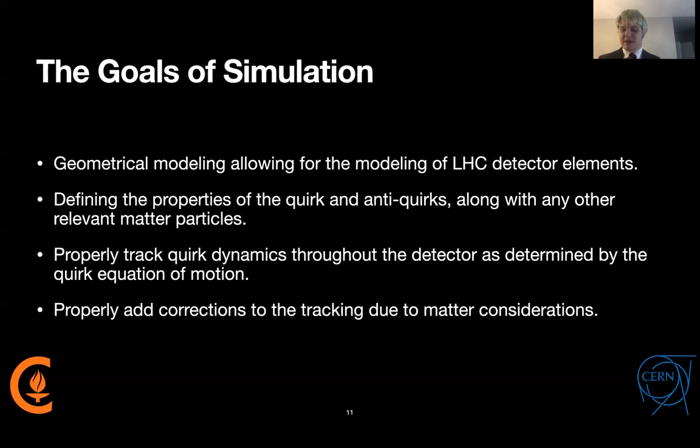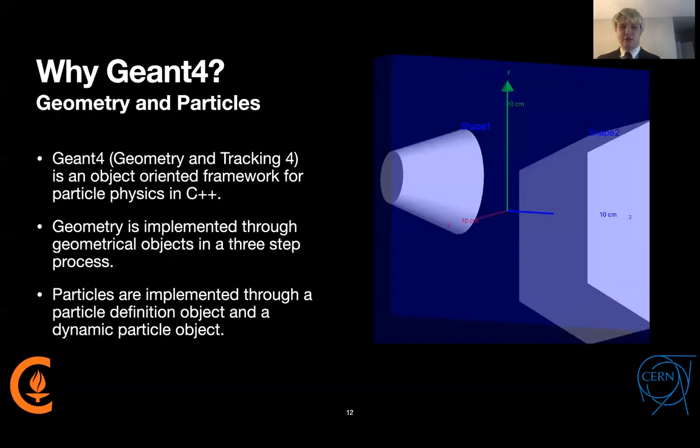These two goals would then be essential for properly measuring and tracking the four-momenta, positions, and energies of the quirk pair as determined by the quirk equation of motion, as well as when and where these quirks hit detector elements. We would need to add corrections to this using matter considerations and use a program that would be consistent with the software used by experimentalists at the CMS experiment. To accomplish these goals, we chose Geant4, an object-oriented framework for particle physics in C++.